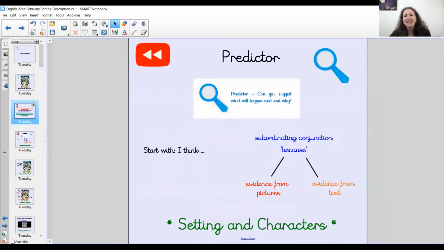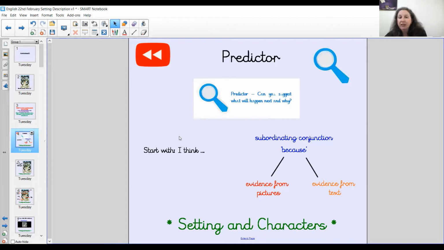Okay, so this is slightly different to what we've done before, because if we rewind to that predictor magnifier, we've thought about what's going to happen next in the story. But this time we're actually focusing on the setting and the characters. So we're going to make predictions about them. So our predictor magnifier, as a little rewind, is the blue magnifier.